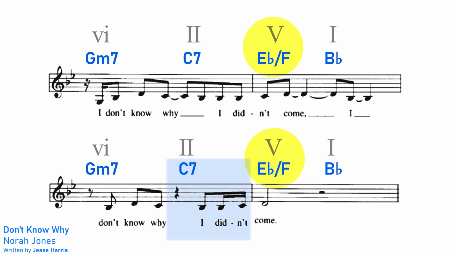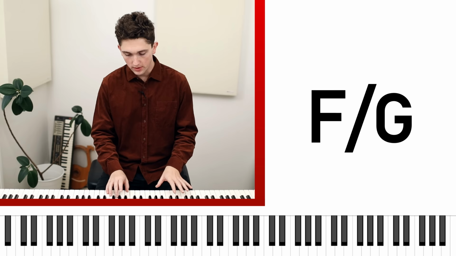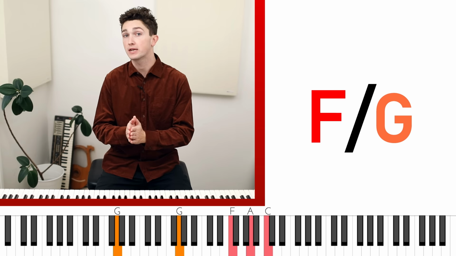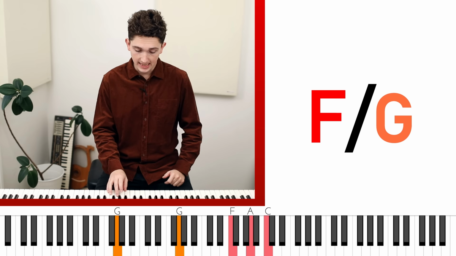So that was our first slash chord. That was the 4th chord of the key, F in the key of C, over the 5th degree. The next slash chord we're going to look at is effectively the opposite. It's not the 4th over the 5th, it is the 5th over the 4th. So G over the 4th degree of the scale, F.